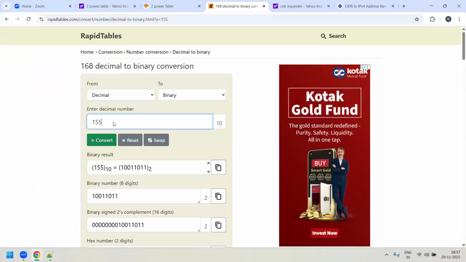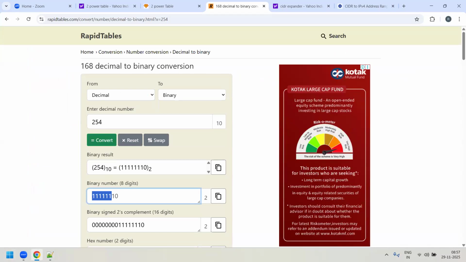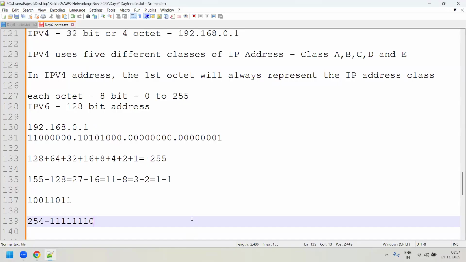If you go here, you'll get all ones. This will be 0, remaining all ones. Like this. Sometimes you spend time calculating like this, so that you get some picture. Correct, sir?